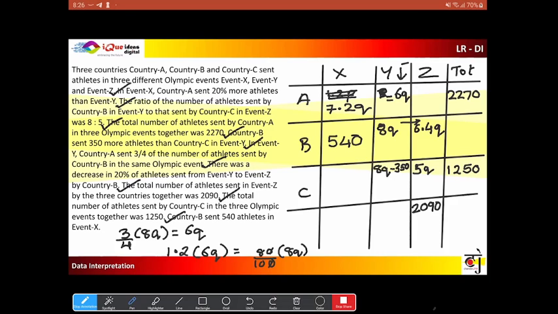So now this is the one data missing. Can I say this data let us put as alpha? So in the horizontal row, can I make the equation 7.2Q plus 6Q plus alpha is equal to 2270? And in the vertical, can I say alpha plus 6.4Q plus 5Q is equal to 2090?